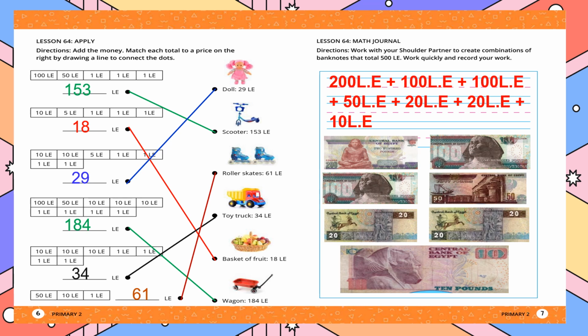200 plus 100 equals 300, plus 100 equals 400, plus 50 equals 450, plus 20 is 470, plus 20 is 490, plus 10 equals 500 LE.